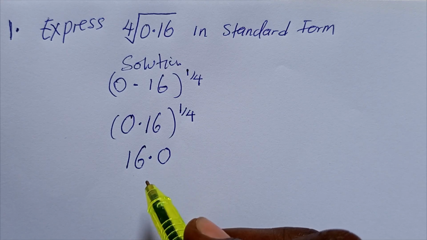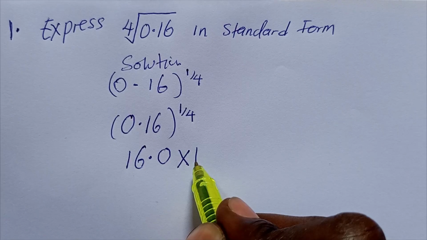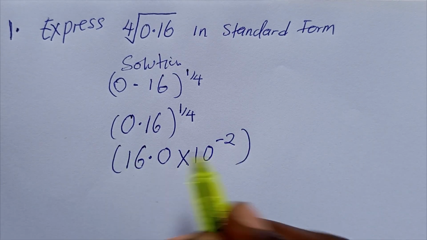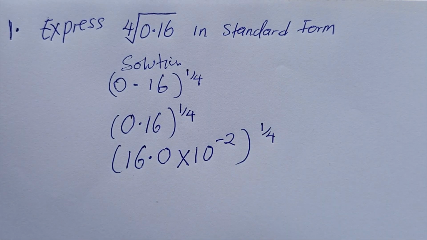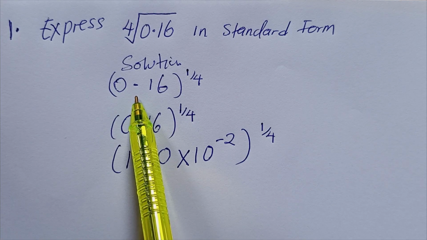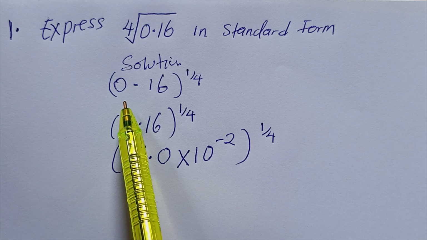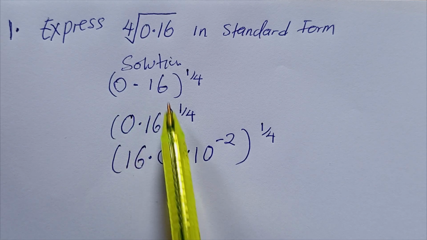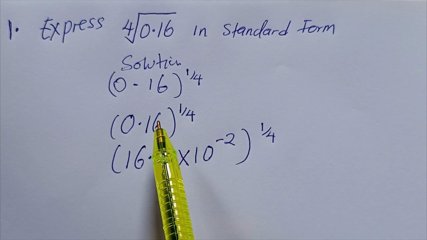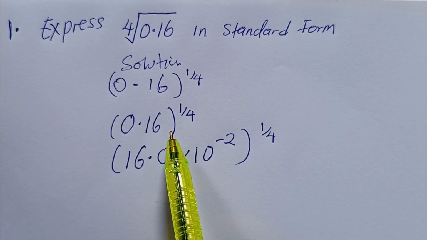But technically, writing 16 is the same thing as writing 16.0 times 10 to the power of, we moved it how many times? Twice. All to the power of 1 over 4. So here it is again. We just rewrote our equation, because fourth root of 0.16 can be written as 0.16 all to the power of 1 over 4. That's what fourth root means. So we have not changed anything here. We decided to move our decimal point so that we could have 16.